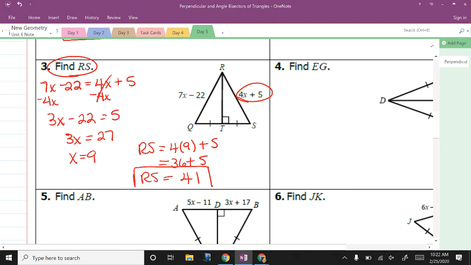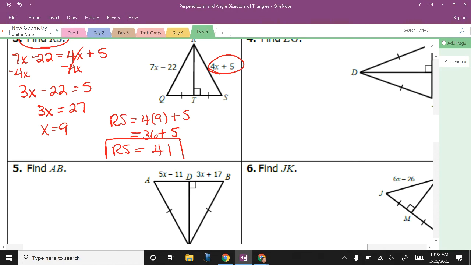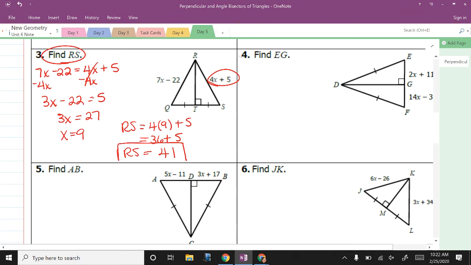All right. I want you guys to do problems 4, 5, and 6 on your own, and then check with a group. Y'all do 4, 5, and 6.